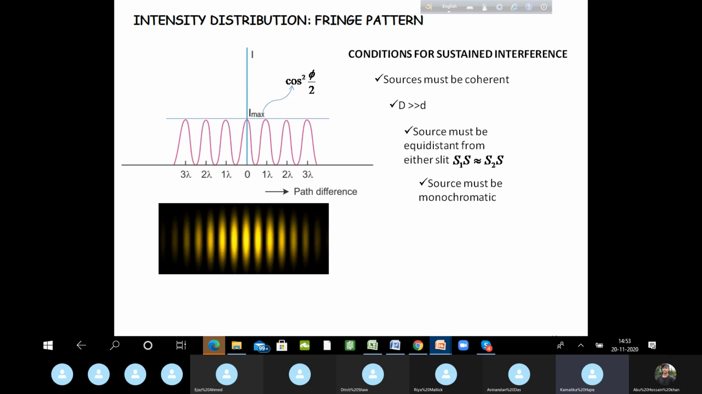Source must be monochromatic, otherwise we will not be able to use the expression mathematically as we did. For very high contrast, I1 equal to I2 is necessary. And finally, the sources must be in the same state of polarization. We cannot do this experiment with polarized light.